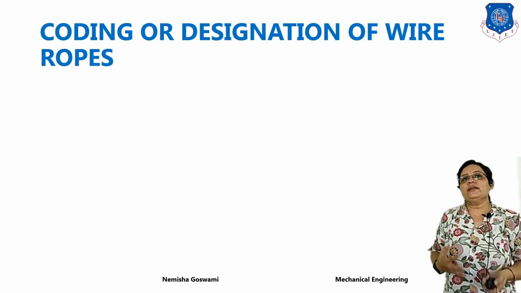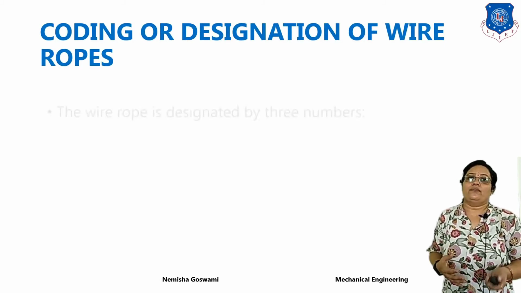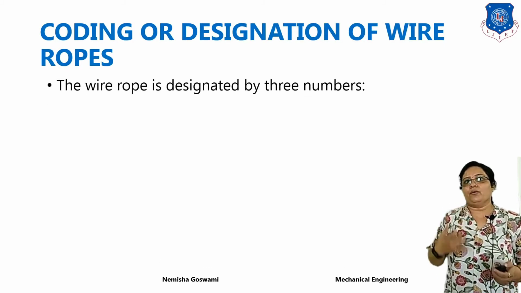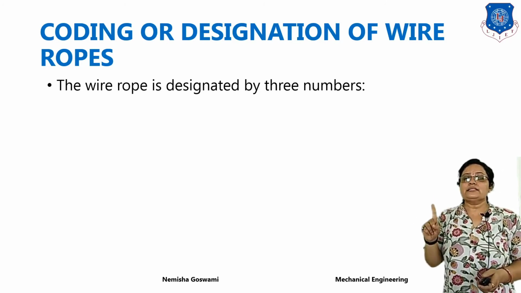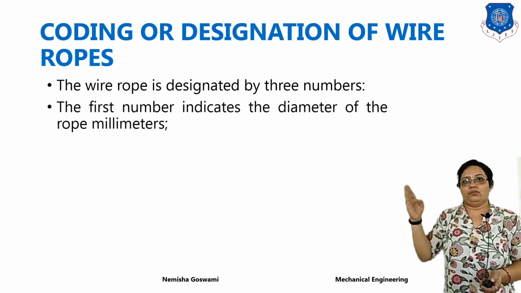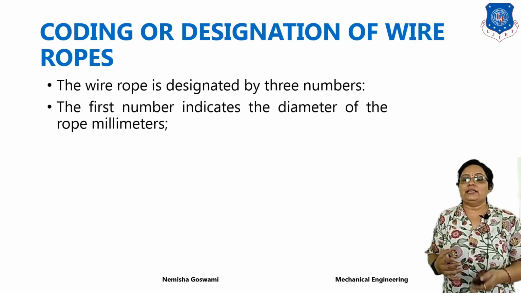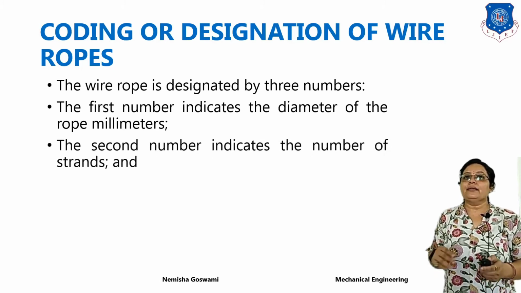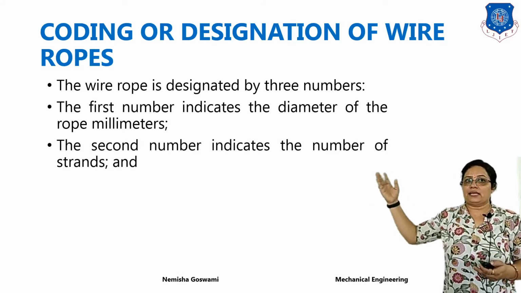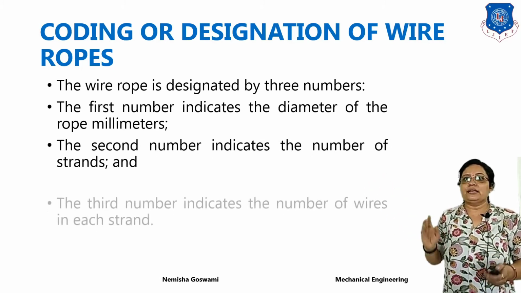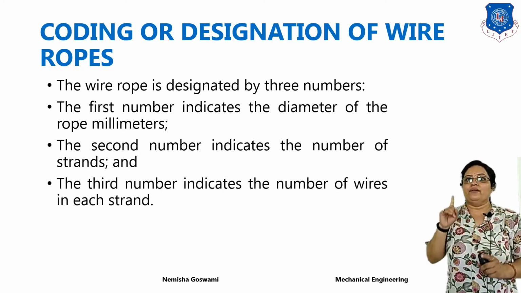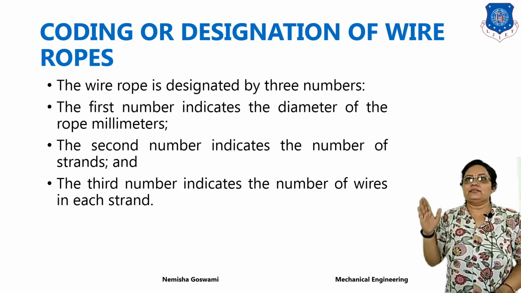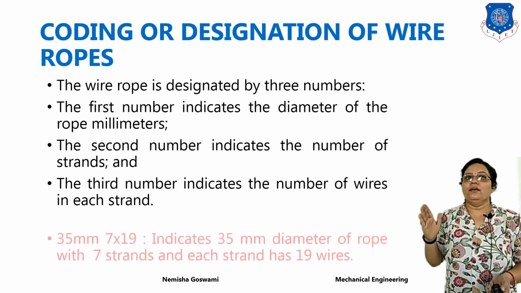Now the next point is coding and designation of wire ropes. This is very important. So wire ropes are generally designated by 3 numbers. The first number indicates your diameter of wire rope, which is always in millimeters. The second number indicates the number of strands, and the third number indicates the number of wires in one strand. So this is basically the designation of your wire ropes.